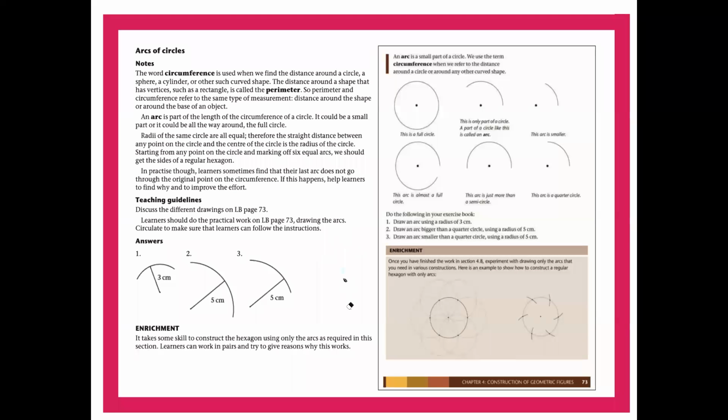Then the rest of the activity is also just doing it with 5 centimeters, where the one is just bigger than the other. So the one is bigger than a quarter circle, and then the one is smaller than a quarter circle. So remember, a quarter circle is 90 degrees.